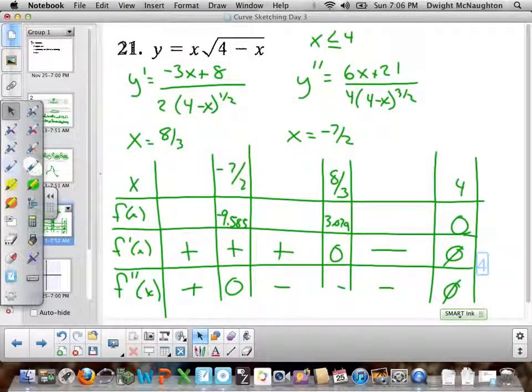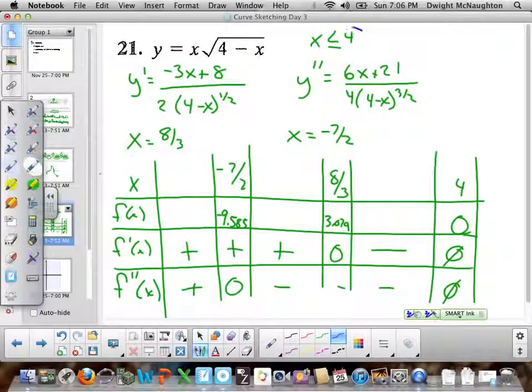Let's do another one with the table. We've got y equals x times the square root of 4 minus x. First thing you look at is domain and range. Since we're taking the square root, we cannot take the square root of any number less than 0. We're safe as long as x is less than or equal to 4. As x gets larger than 4, we can't find a value. All right, so our sign chart is made. A couple things to notice. Right here, first derivative is 0. Sign switches from positive to negative, so we have a relative max right here.